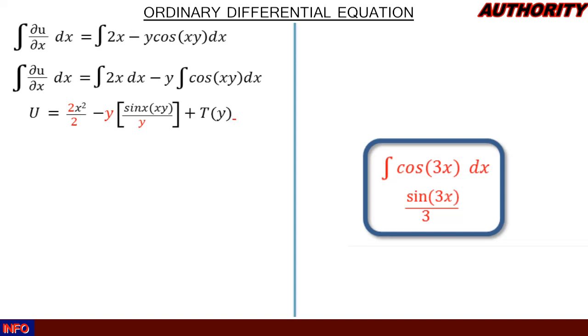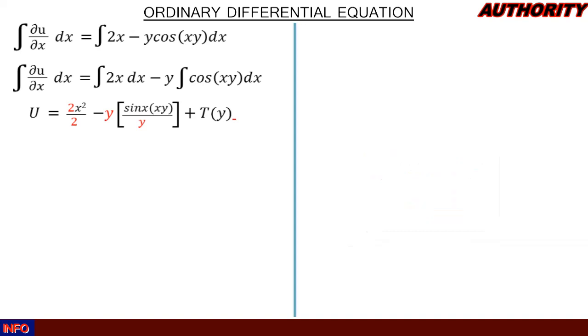Okay? Now let's go. So here we have the integral of cos xy. In this case, we regard our y as a what? As a constant. So when we integrate with respect to x, it's going to give us sine xy all over y. Then plus, in integration, whenever you integrate, you are going to add a constant called c. Okay, but in this case, we are not going to call our constant c. We are going to call our constant t of y.